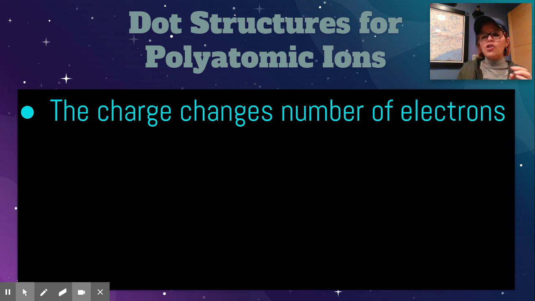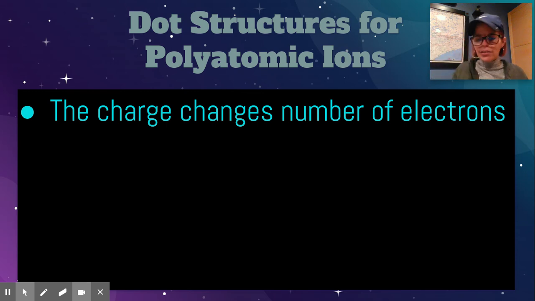So the charge changes the number of electrons. Let's use phosphate. Phosphate is PO4. That's the molecular structure for it, but then it's a -3 charge. So I've been telling you to count up all of your valence electrons, but because it has a -3 charge, you need to add 3 more valence electrons.